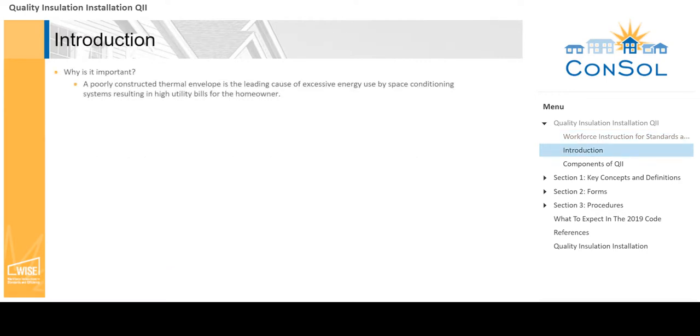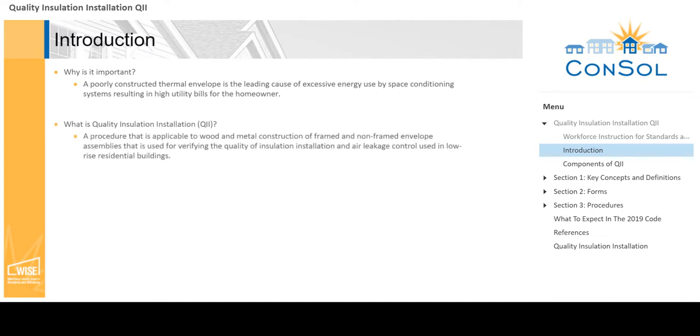Insulation only works if it is installed correctly. For many years, insulation was poorly installed, leading to higher than necessary utility bills. Quality Insulation Installation, or QII, is a set of procedures that guides the installing contractor through the process of creating an efficient envelope that will then be verified by a HERS rater. It involves not only installing the insulation per the manufacturer's specifications, it also requires air sealing of the cavities to achieve a true thermal barrier.